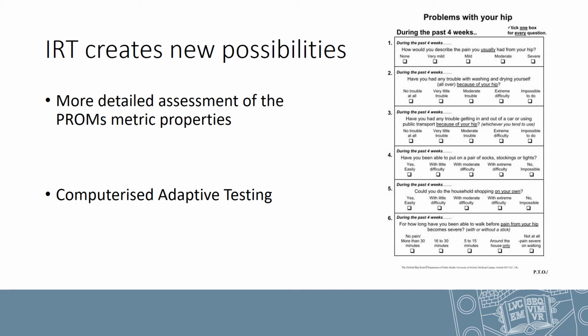IRT also creates new possibilities in administration, namely computerized adaptive testing, where algorithms take the response to a question, then pick the next most appropriate question in sequence, stopping when the latent trait can be estimated within a predefined level of precision. It may be that administration of the entire questionnaire is not required, as information from further questions becomes redundant.